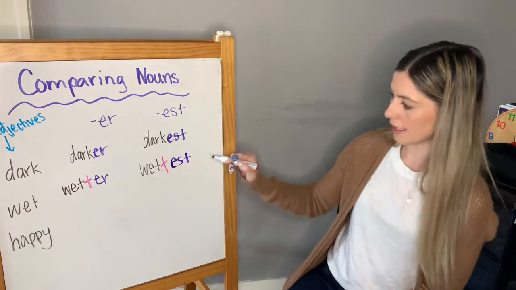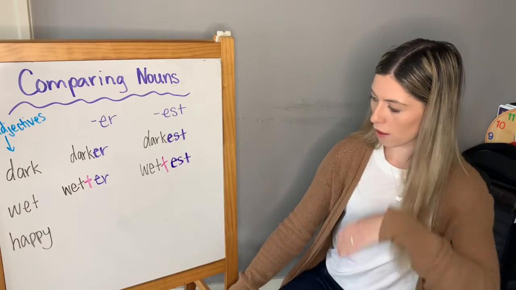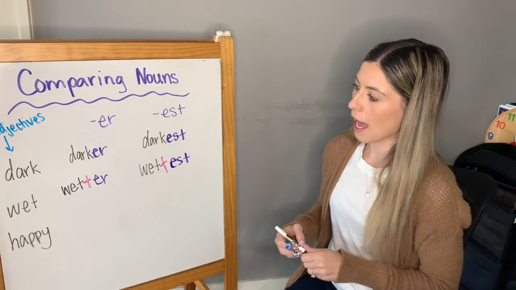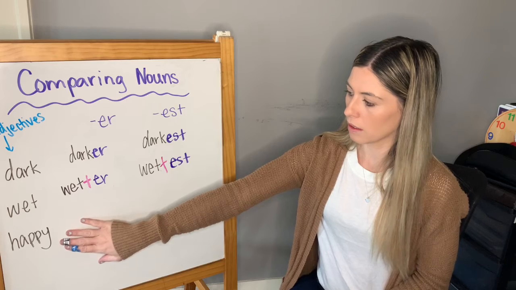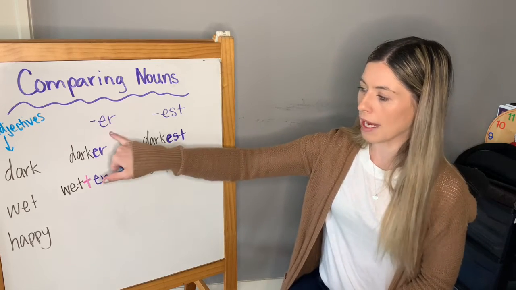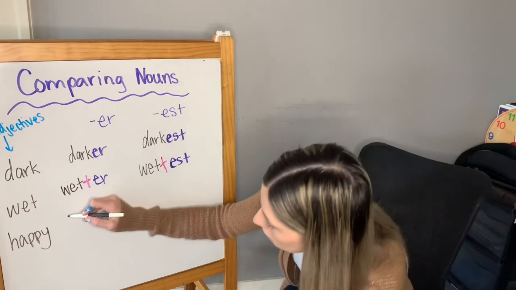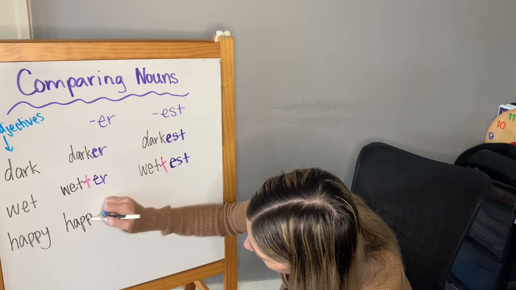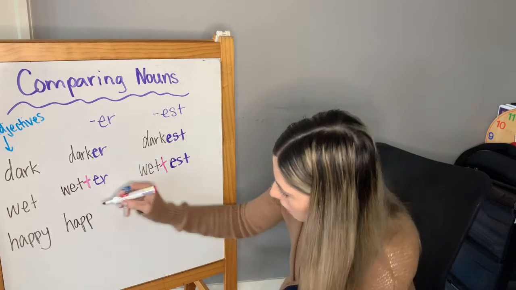est, wettest. Now this one, happy, follows a different suffix rule. Happy, it ends in a Y. So we change the Y before adding the ending that starts with a vowel. So happy turns into H-A-P-P. I change the Y to an I.